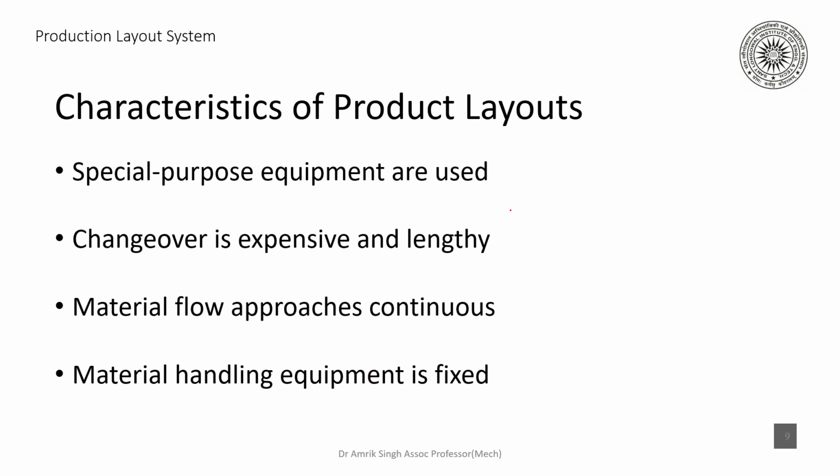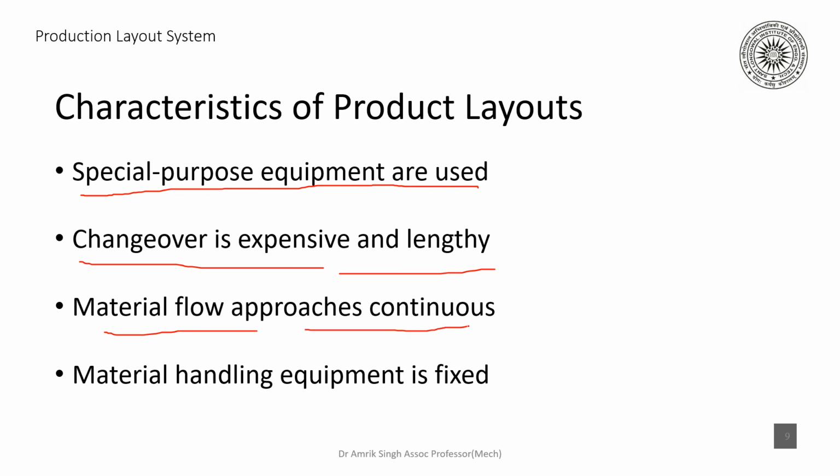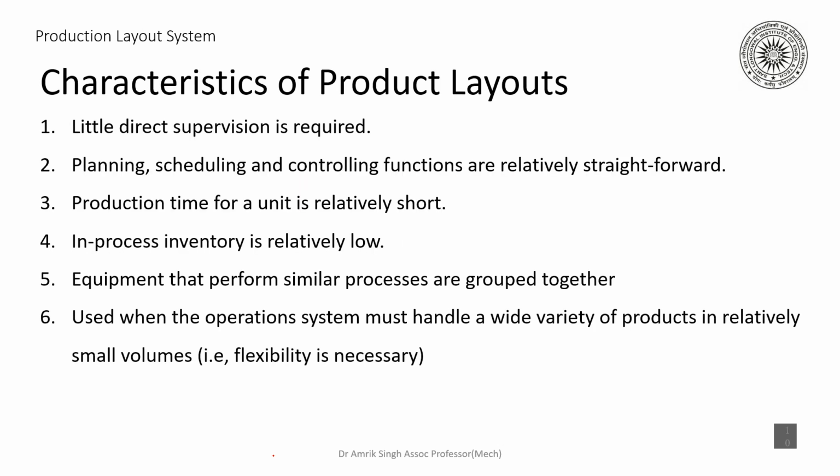So the characteristics of the product layout: instead of general purpose machines, we use only special purpose machines, which are there for only specific operations. Changeover is expensive and lengthy. That means if we want to change the product, it will be lengthy and expensive. The material flow approaches continuous, and material handling equipment is fixed. So these are some of the important characteristics of the product type of layout.